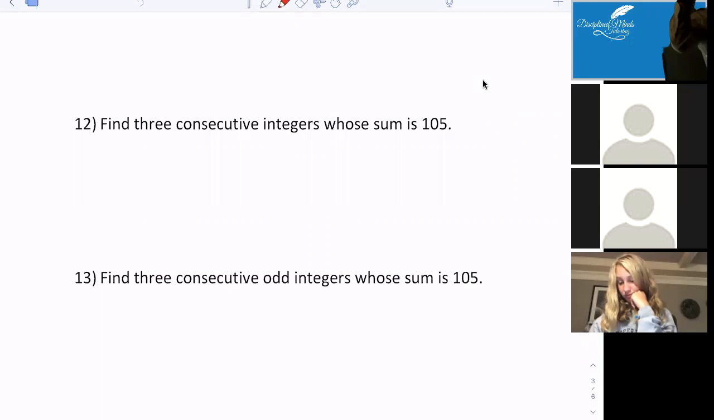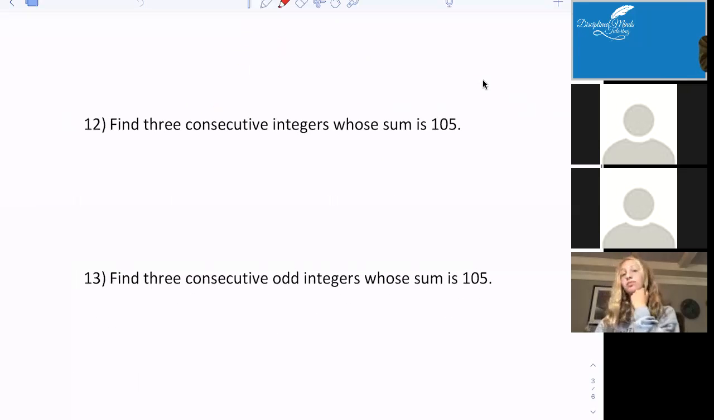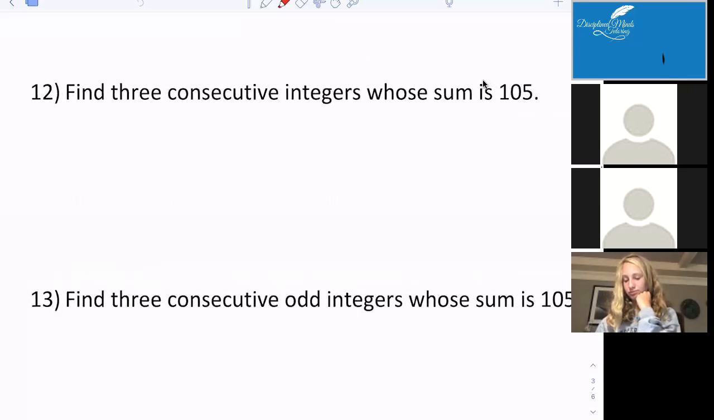All right. Here we go. Number 12. That's where we left off, correct? All right, so here we go. Find 3 consecutive integers whose sum is 105. Now, please listen. I know some of you can just divide by 3 and figure out what the answer is, but that's not what we want. Remember, we're working on setting up equations.